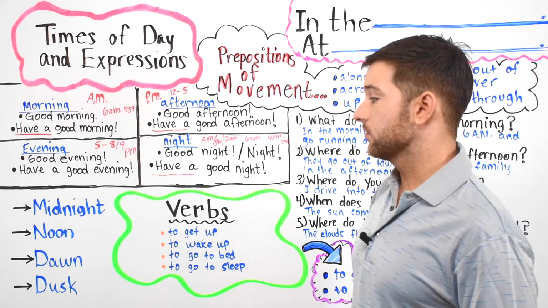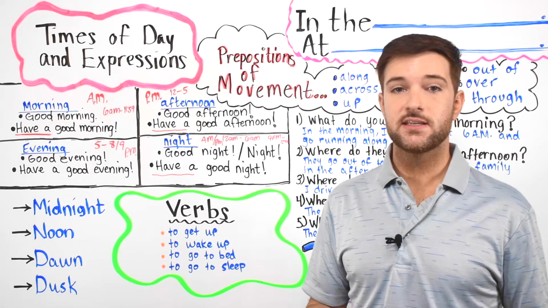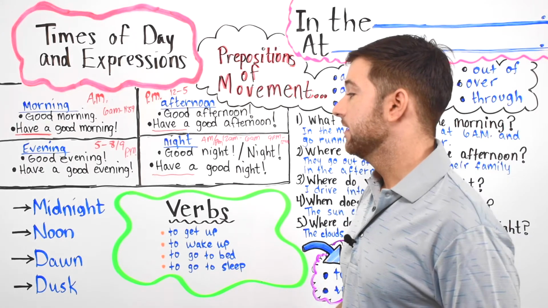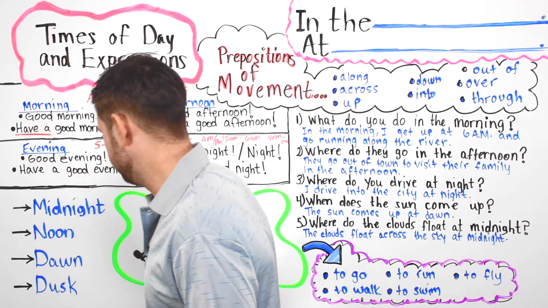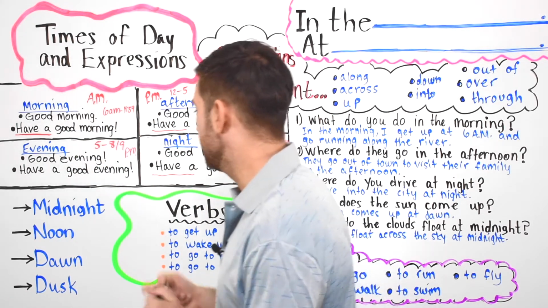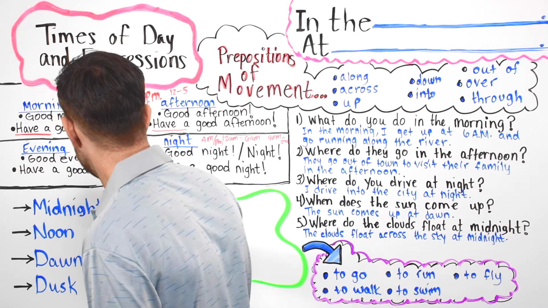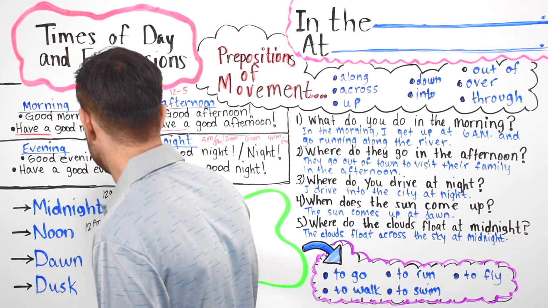Then we have some other words here. Midnight, for example. You know what time midnight is? Midnight is at 12 a.m., okay? So when it's 12 a.m., that's midnight. Noon. Okay, so noon is at 12 p.m. So I'll put 12 a.m. here, 12 a.m. This is 12 p.m.